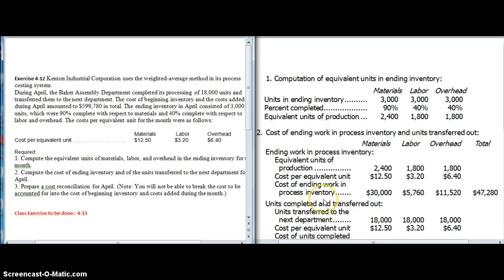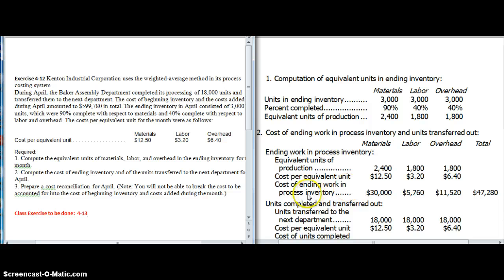Now, since you have to know the total cost of the ending work in process inventory, you have to have a total column wherein you will add all three costs under materials, labor, and overhead, which will give you a total cost of $47,280.